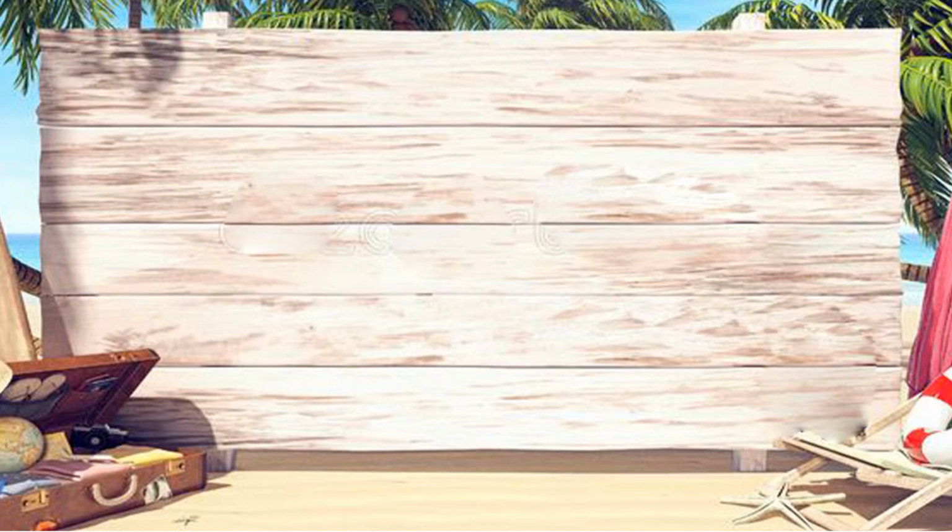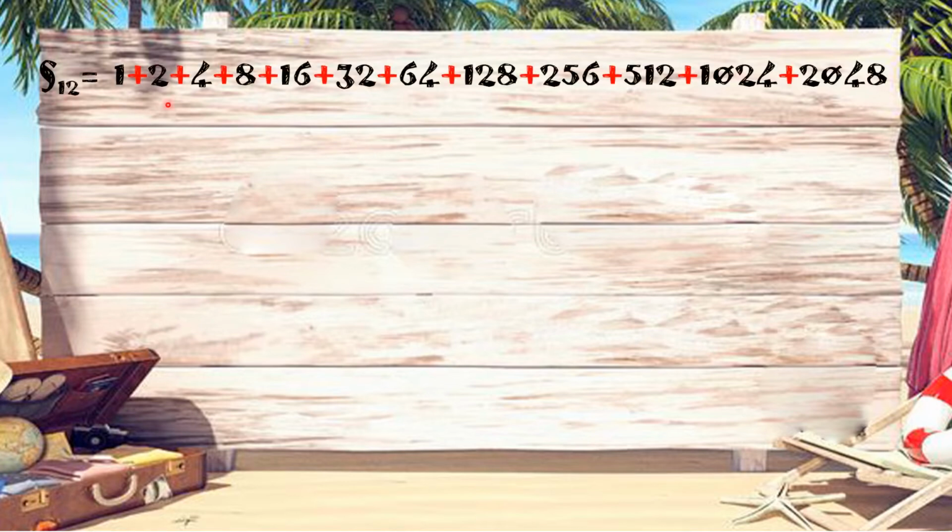There is another way of getting the sum of these numbers. Let's look at the following procedure. Let S sub 12 equals 1 plus 2 plus 4 plus 8 plus 16 plus 32 plus 64 plus 128 plus 256 plus 512 plus 1024 plus 2048. Now, let this be our equation 1. Remember, this is our sequence from earlier. We just added all of them.